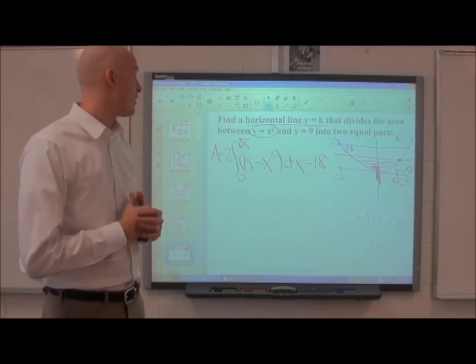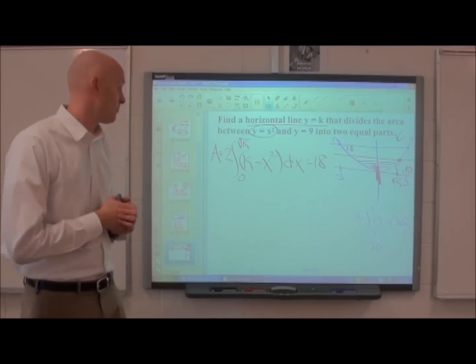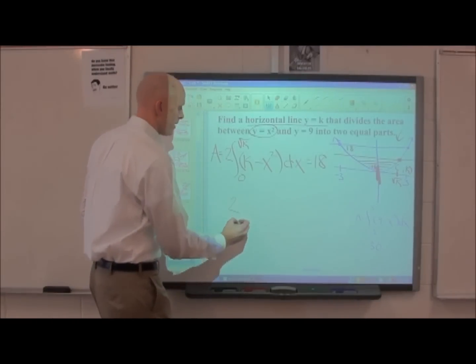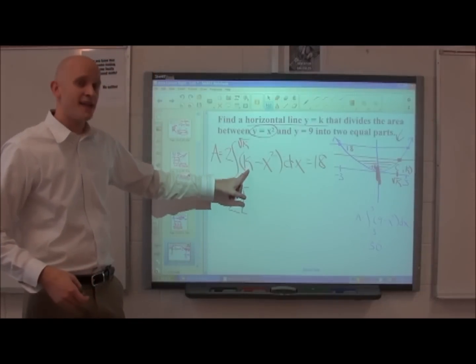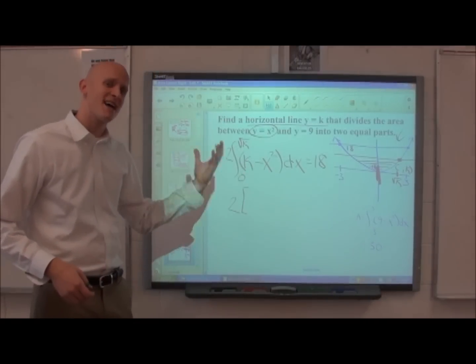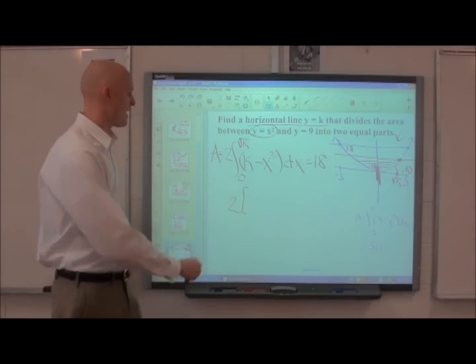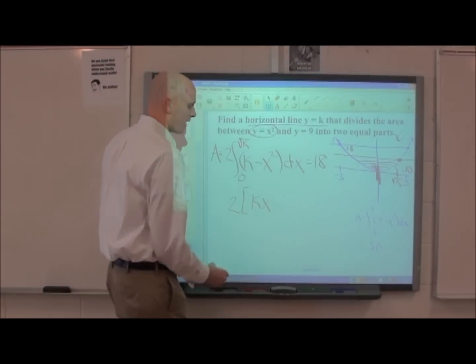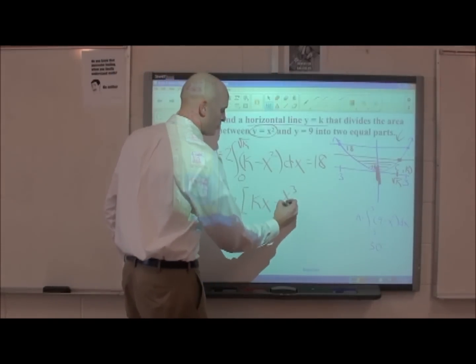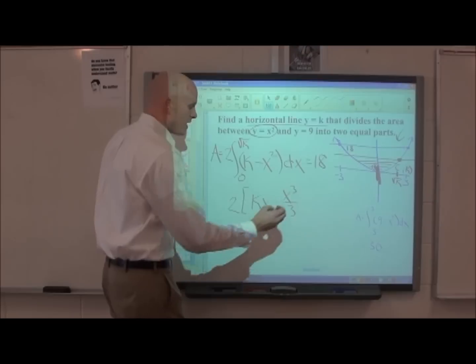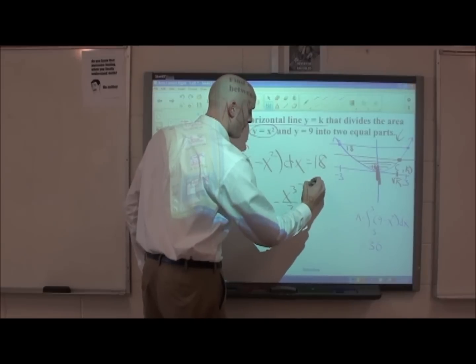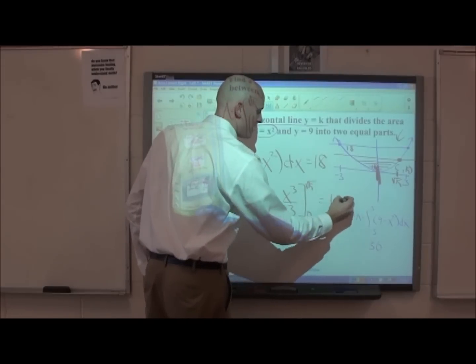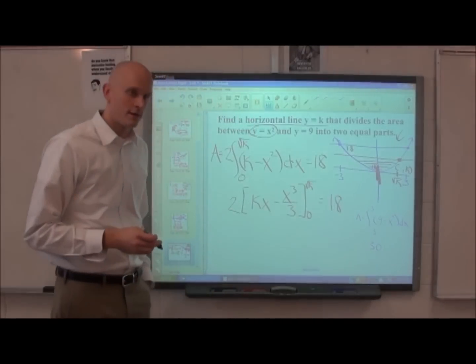So using our antiderivatives in the fundamental theorem of calculus, 2 multiplied by this antiderivative of k. Remember, k is actually a number. The antiderivative of that would be kx minus x cubed over 3. And that is evaluated from 0 to the square root of k. And that should be equal to 18.